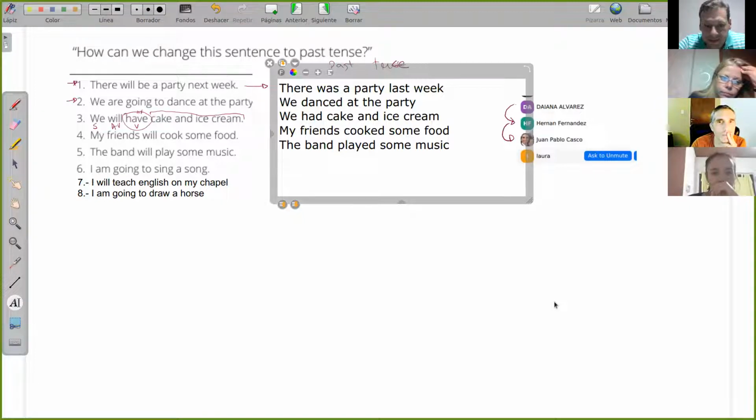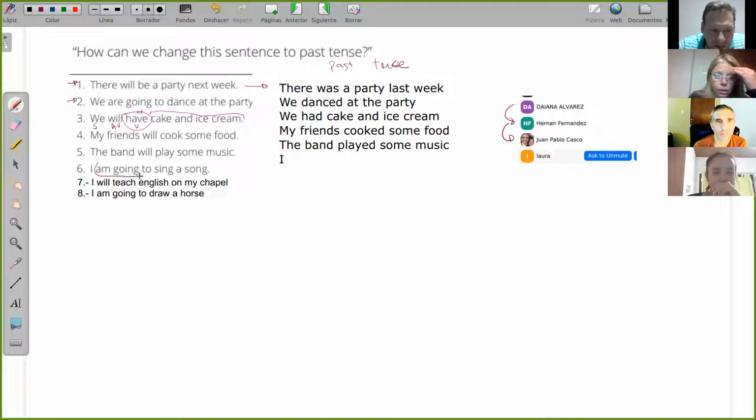I am goes to sing a song. No, you have to change. Actually, it's tricky. I am going to. You know that we have two ways to talk about the future: I am going to, I will, or use the present tense with a future word like tomorrow. But I am going to is acting like an auxiliary to indicate that this verb to sing is in the future. Now we need to change this verb to the past tense.